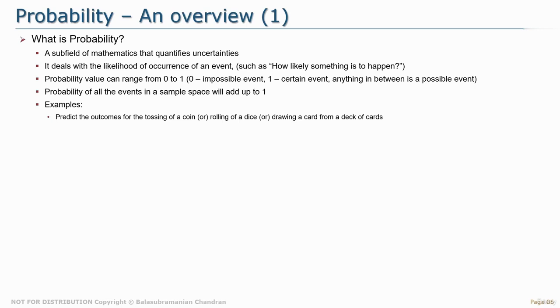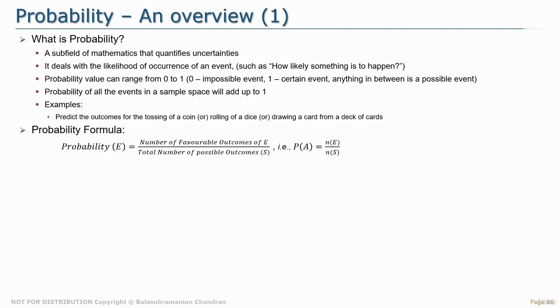Examples: predict the outcomes for the tossing of a coin, or rolling of a dice, or drawing a card from a deck of cards. Probability formula. Probability of E is equal to the number of favorable outcomes of E divided by the total number of possible outcomes S, and the notation is P of E is equal to N of E divided by N of S.